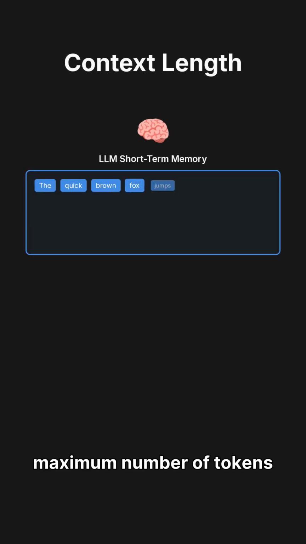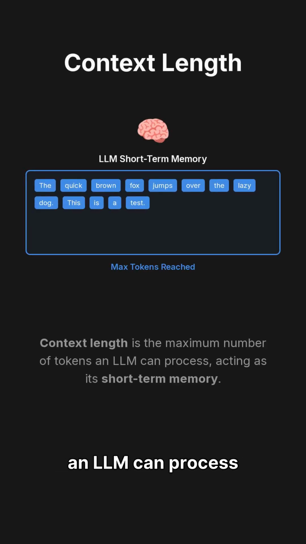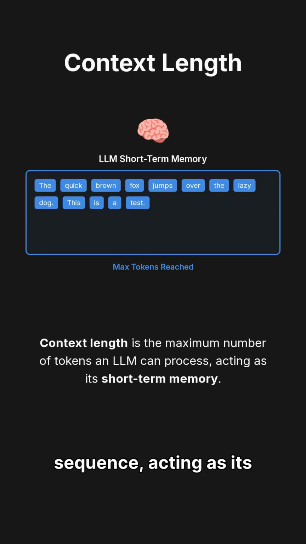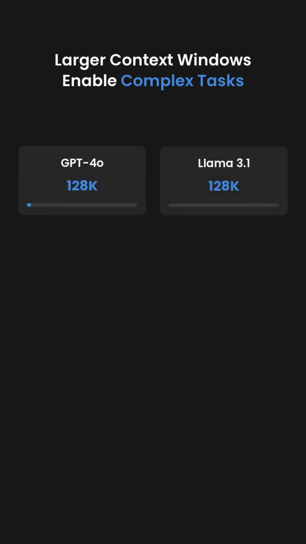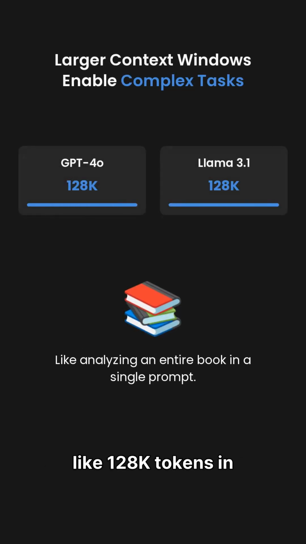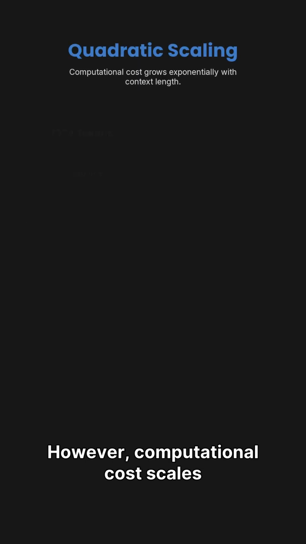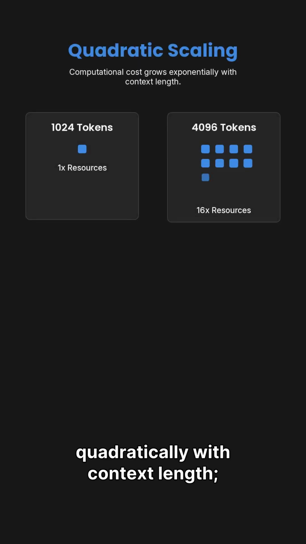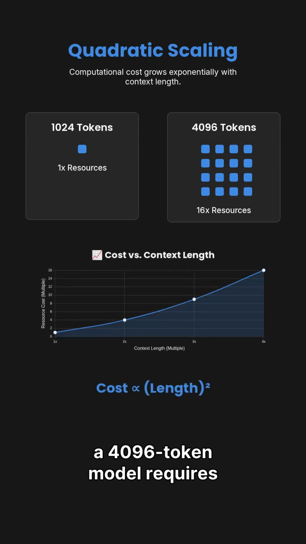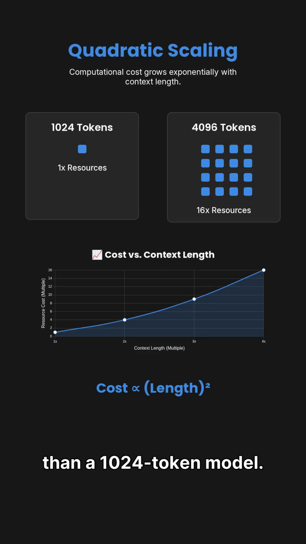Context length is the maximum number of tokens an LLM can process in a single input sequence, acting as its short-term memory. A larger context window, like 128K tokens in GPT-4o and Llama 3.1, allows for more complex tasks, such as analyzing an entire book. However, computational cost scales quadratically with context length. A 4,096 token model requires 16 times more resources than a 1,024 token model.